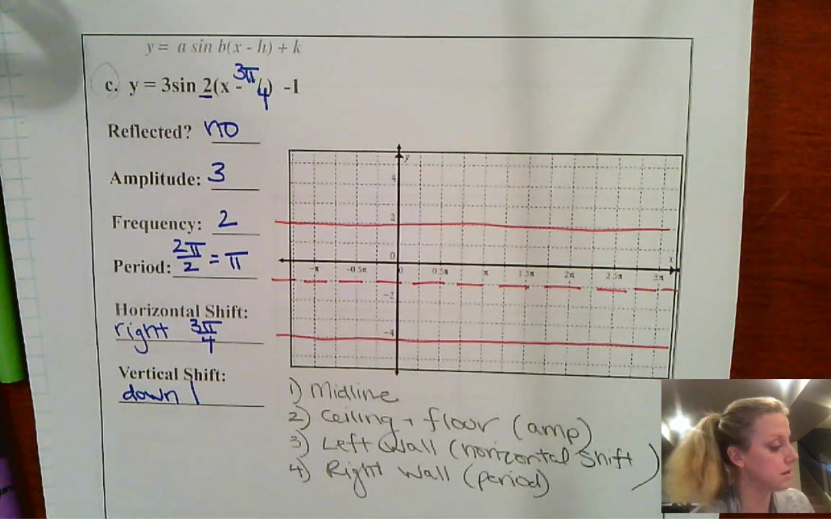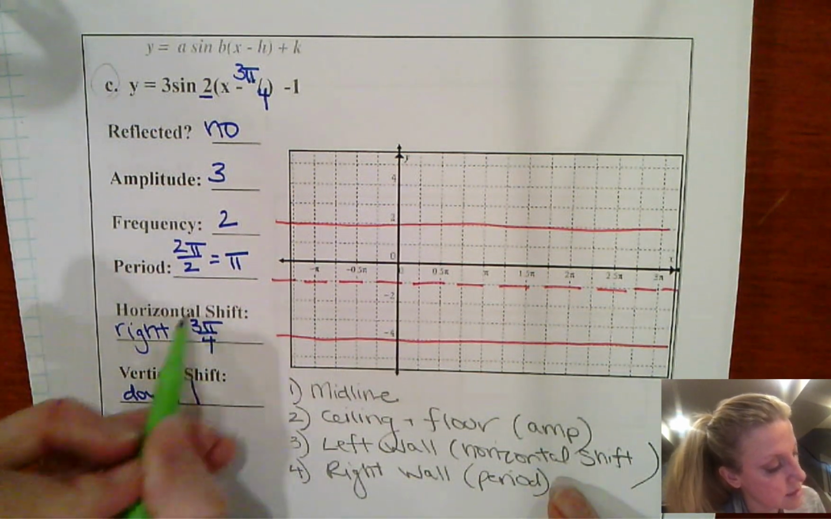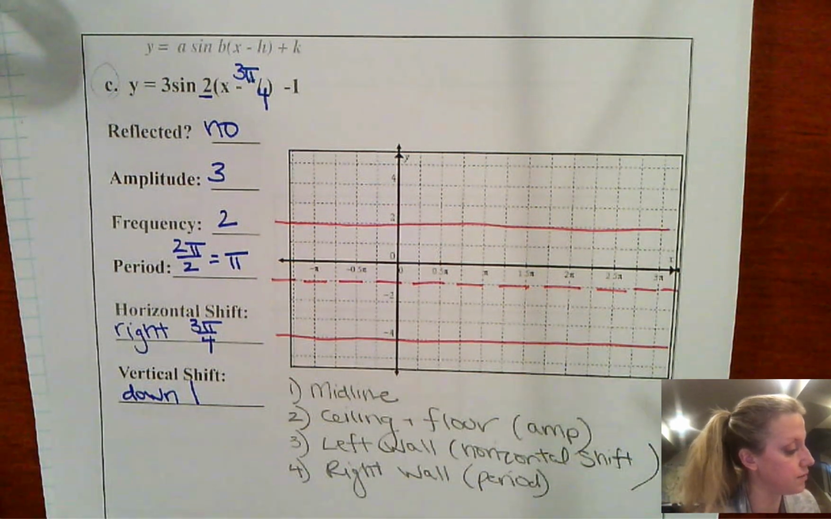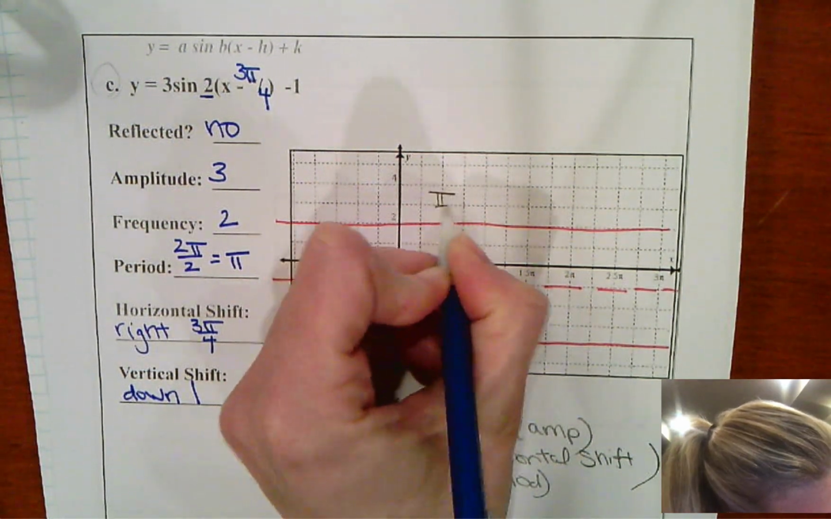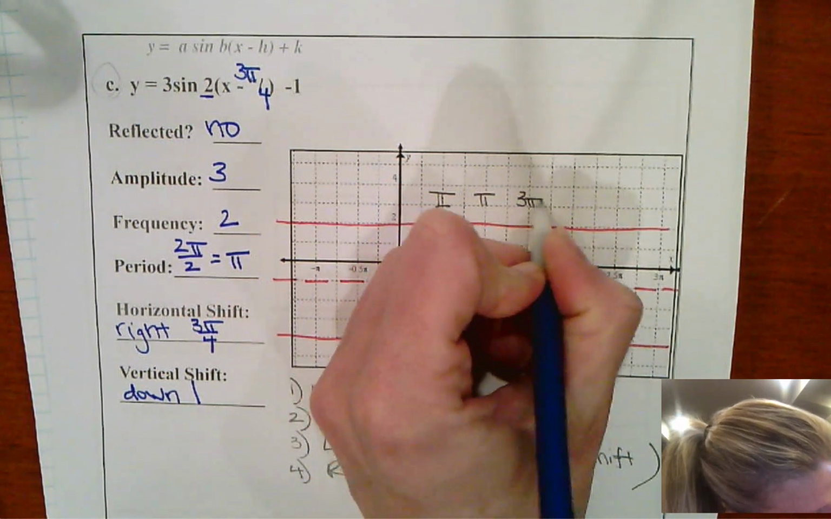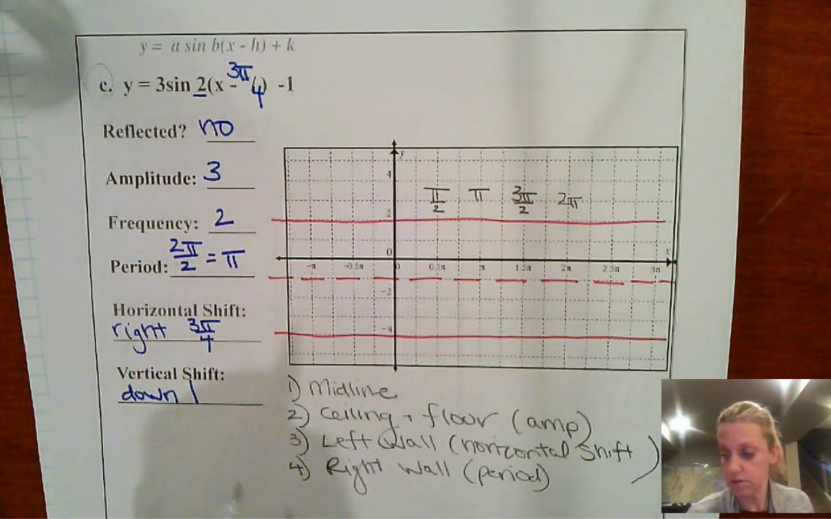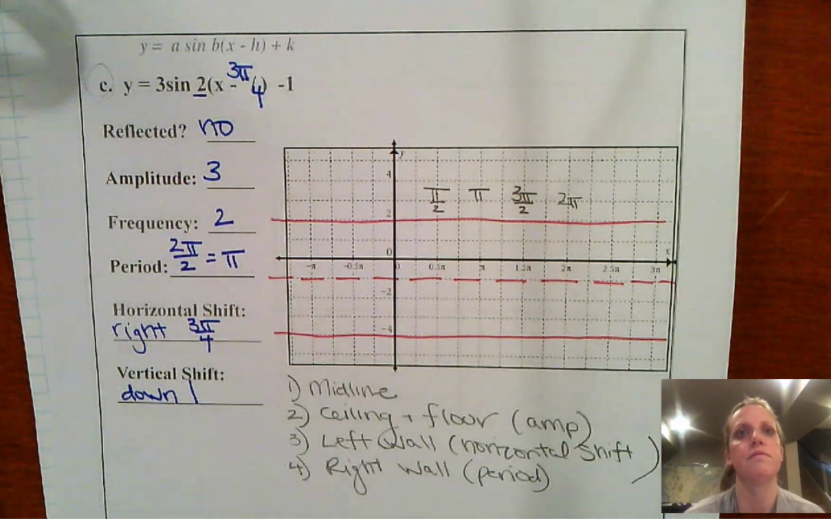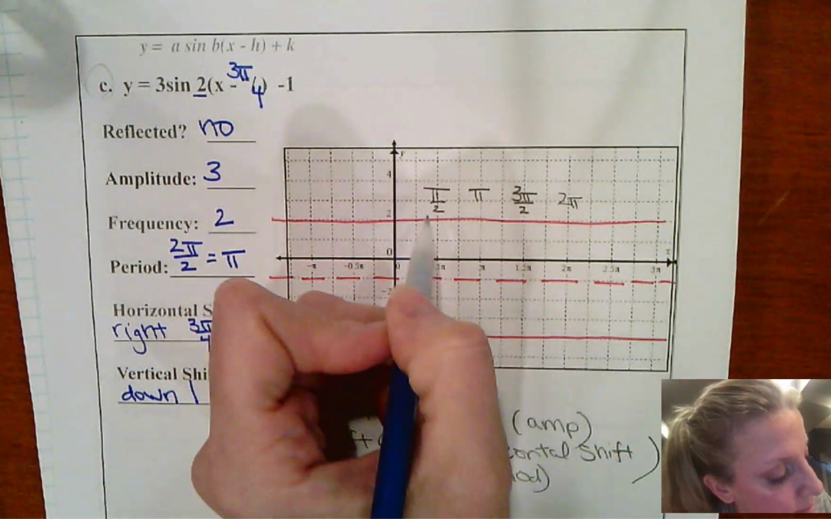Okay, so the left wall, the horizontal shift, says it's going to the right 3 pi over 4. If it's hard to read these, I totally get it. This one's pi over 2. Here we're at pi, 3 pi over 2, and 2 pi. And that's a little strange to me. I don't see a 3 pi over 4 anywhere, or 3/4 pi, but think about it.